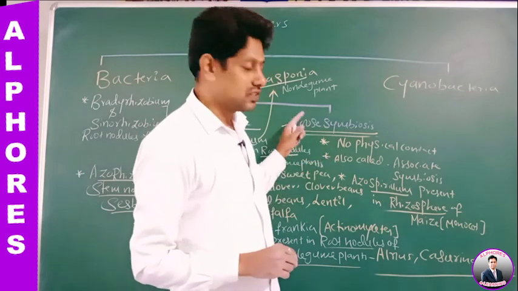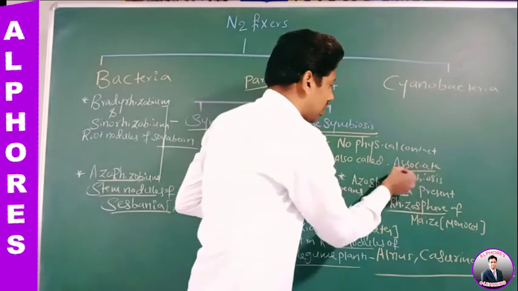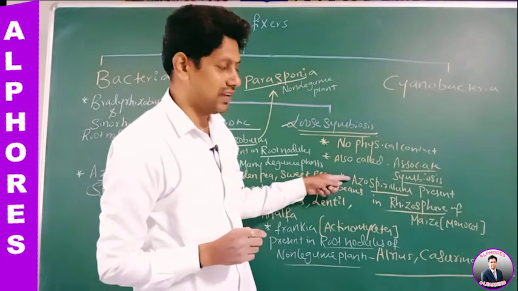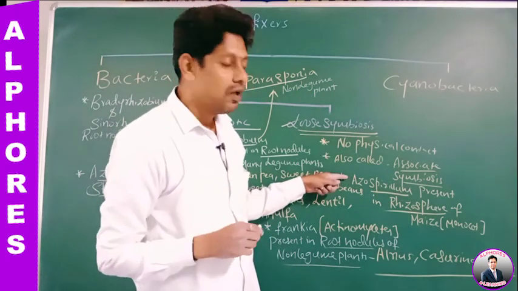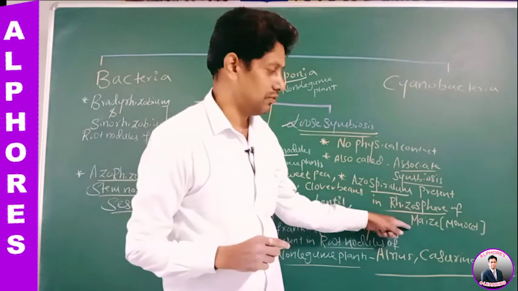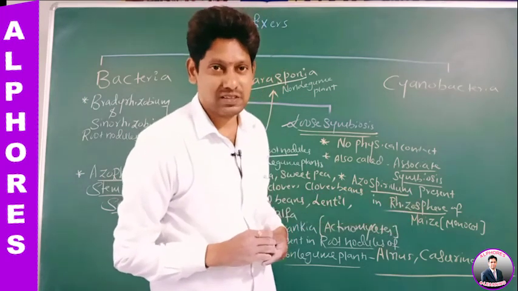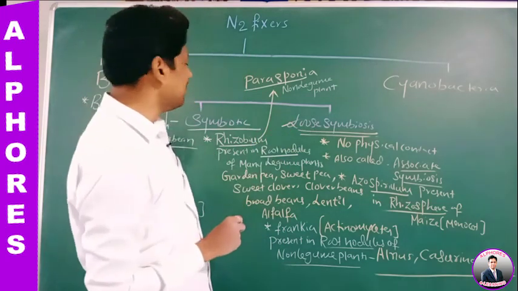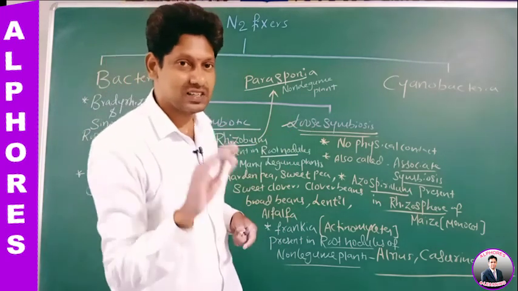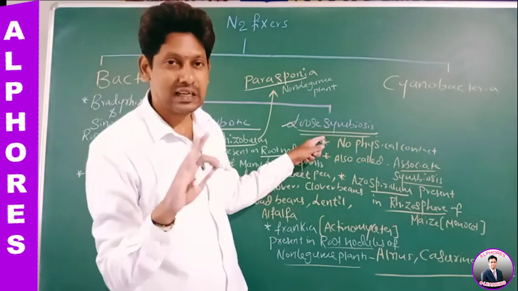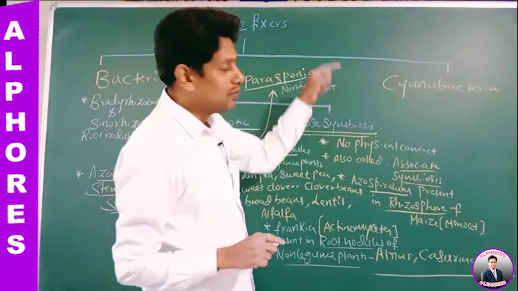This loose symbiosis is also called associate symbiosis. The best example is Azospirillum, present in the rhizosphere, the root atmosphere of maize. Maize is a monocot plant. Does loose symbiosis come under free living condition or symbiotic condition? Free living.